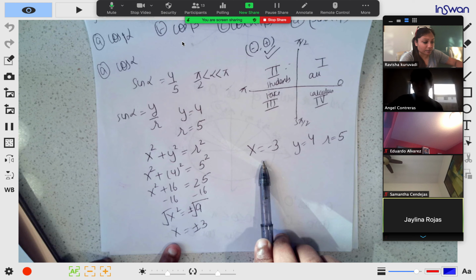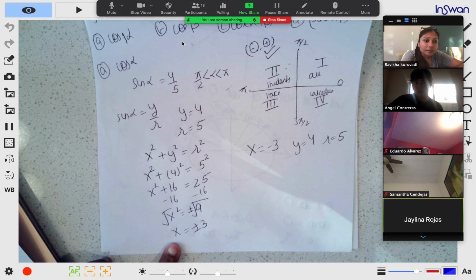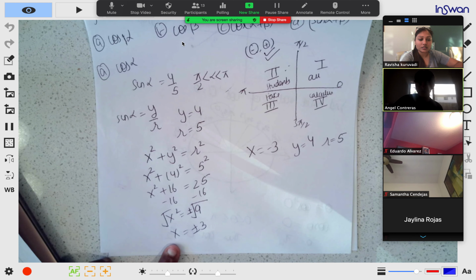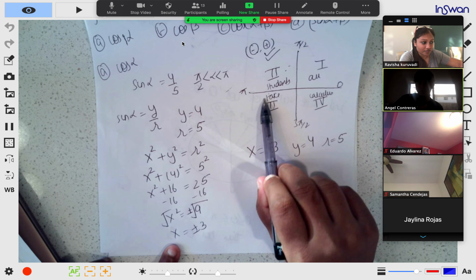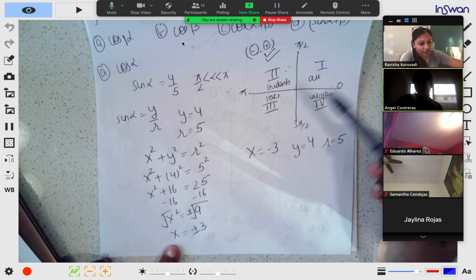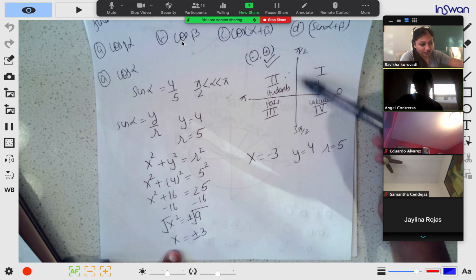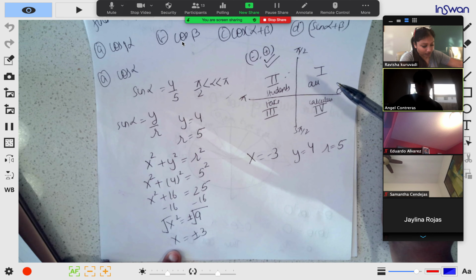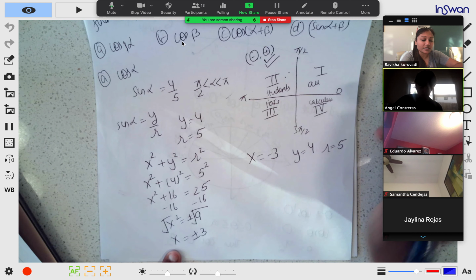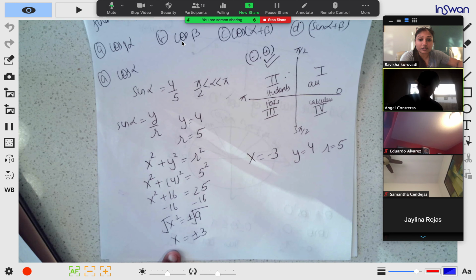Anyone who wants me to explain this? Did you get it, Angel? Oh, is it because it's in the second quadrant, so it's always going to be negative? Yes. In the second quadrant, x is negative and y is positive, right? Are you getting it? Okay. Anyone else who has questions on this? How I got x as negative 3?